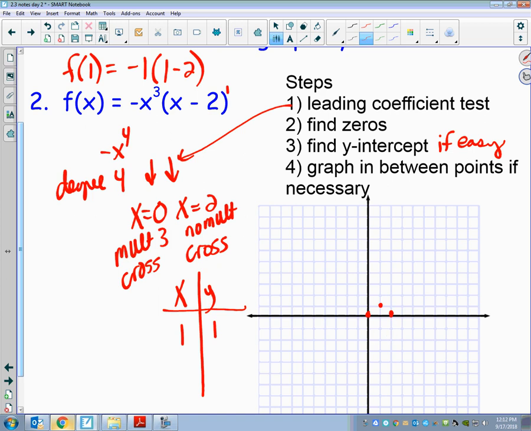And what do I know? Well, I know this side just goes straight down. Let's say you're not sure. How do I show this? Let's pick another point just to make sure.